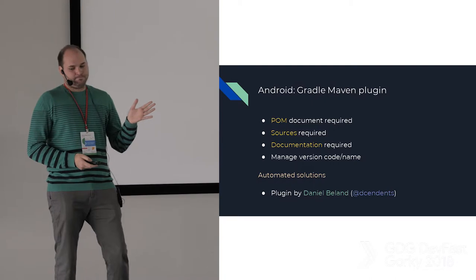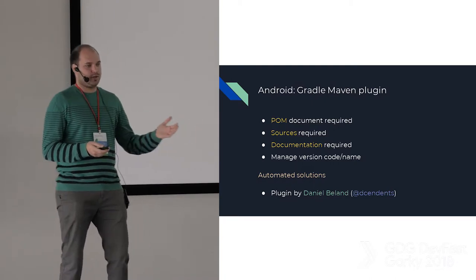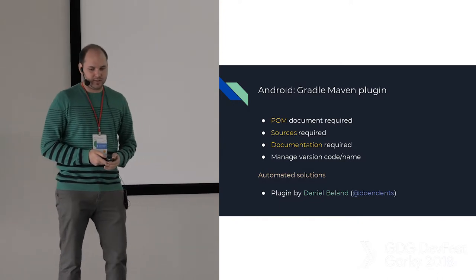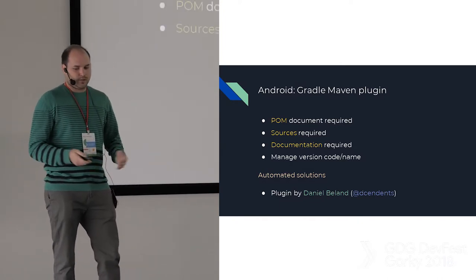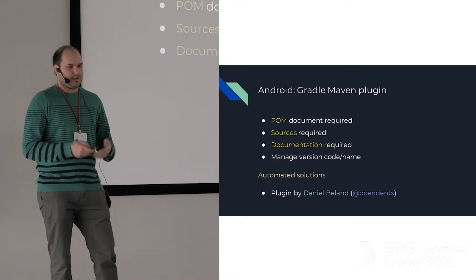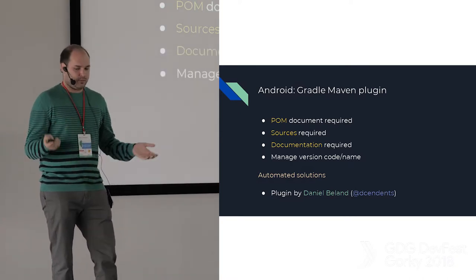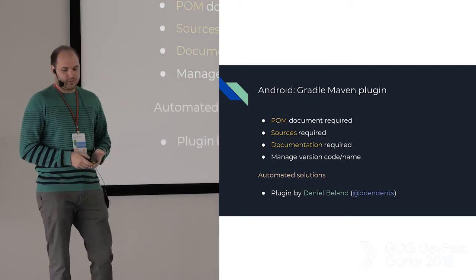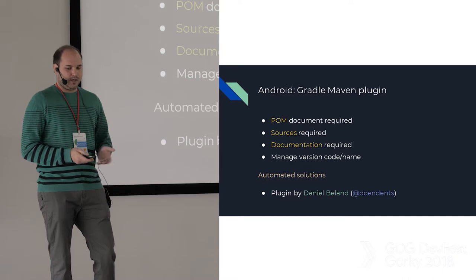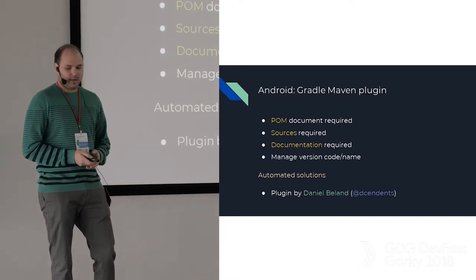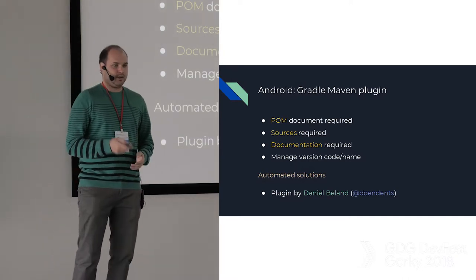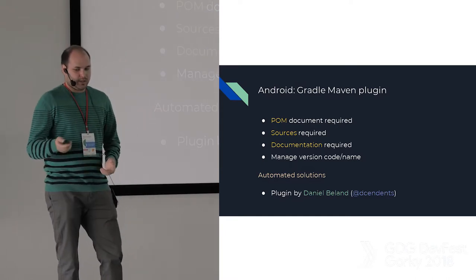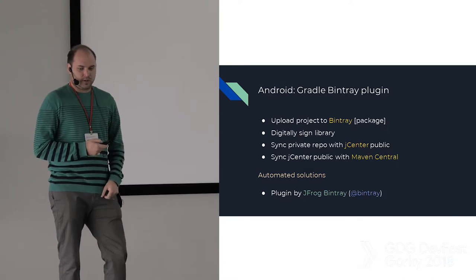There is a plugin. As I mentioned before, you need a POM to register in the Maven space. So there is a plugin that actually does this for you. You need a POM document. You need to publish sources. You need to publish documentation. You need to manage versions and so on. There is an automated solution. It's called Android Gradle Maven plugin. It's built by Daniel Belland, and you can find him by this handle at GitHub. I think it's the only one actually that does this for Gradle.